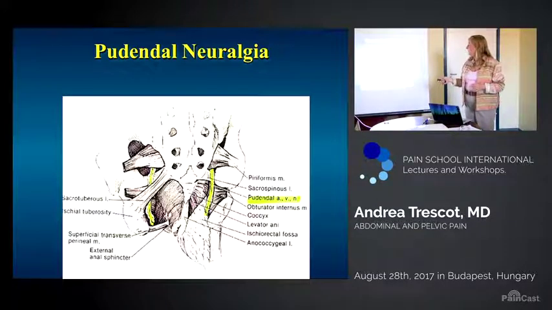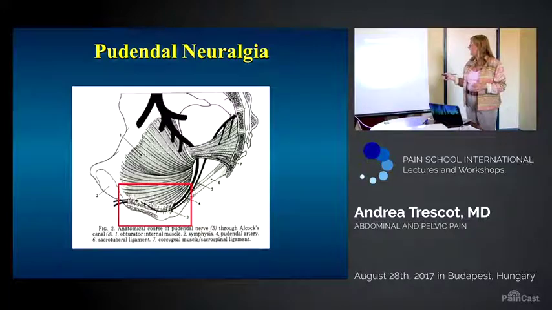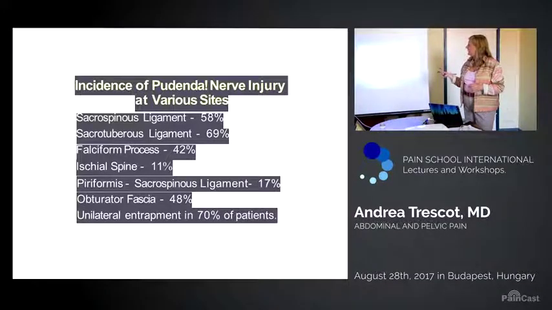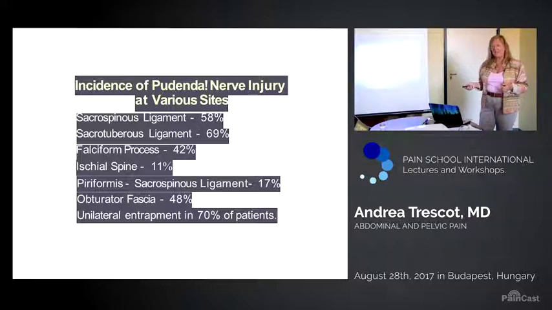So you see the path here coming under the piriformis, over the sacrospinatus, under the sacrotuberous, and through Alcock's Canal. Here you see the nerve passing through Alcock's Canal. Here, the obturator internus muscle, the symphysis pubis, and the sacrotuberous and sacrospinatus ligaments. So there are several places where it could be injured: sacrospinous, sacrotuberous, the falciform process, which is that very broad attachment of the sacrotuberous ligament onto the ischium at the ischial spine, the piriformis, sacrotuberous ligament, obturator fascia, and 70% of the patients will have only a unilateral entrapment.